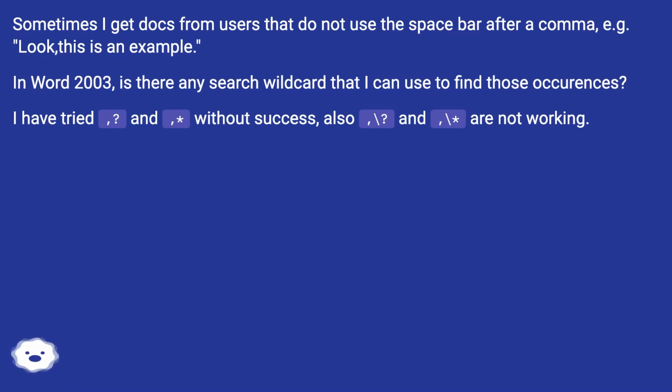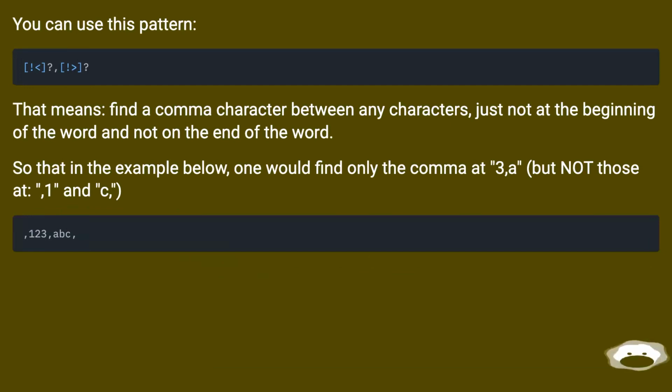I have tried some patterns without success; they are not working. You can use this pattern. That means, find a comma character between any characters, just not at the beginning of the word and not on the end of the word. So that in the example below, one would find only the comma at 3a, but not those at 1 and c.